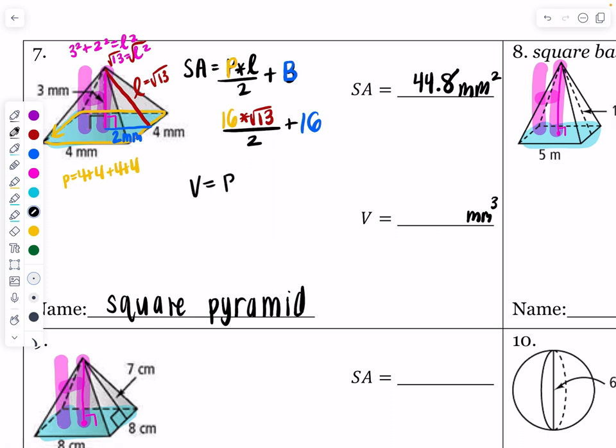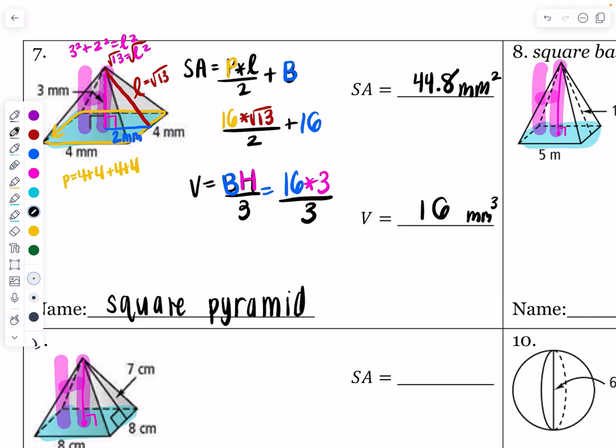So of course my volume is going to be base times height divided by 3. That's why we find surface area first, because we've already found the base. What was my base? My base was 16. What was my height? My height is 3. Not my slanted height, but my inside height, the height of the pyramid, and that's 16 times 3 divided by 3. So we know that those 3's are just going to ultimately cancel out. You could type it in if you want to. That is going to give me 16 millimeters cubed of volume in the shape and 44.8 millimeters squared of surface area.